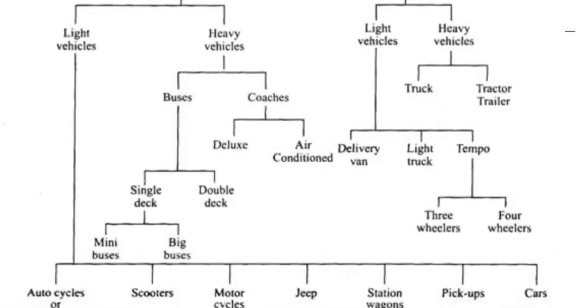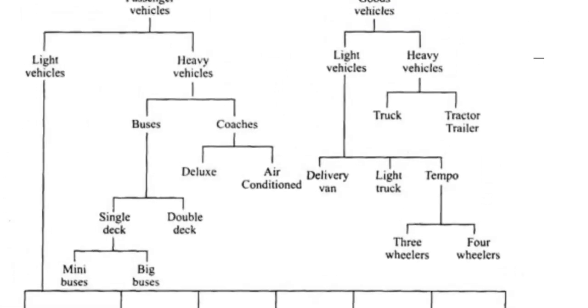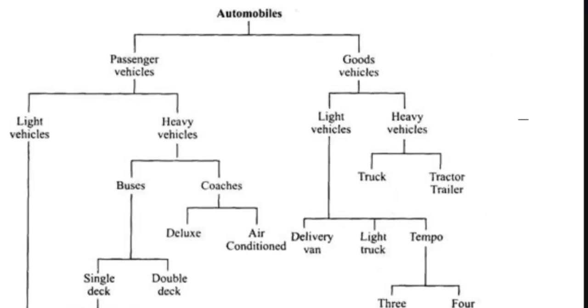Then heavy vehicles are again divided into two, buses and coaches. Buses are further divided into single deck and double deck. We all know single and double decker buses. Single deck is again divided into mini buses and big buses. Then coaches are divided into deluxe and air conditioned. So this was all about passenger vehicles.